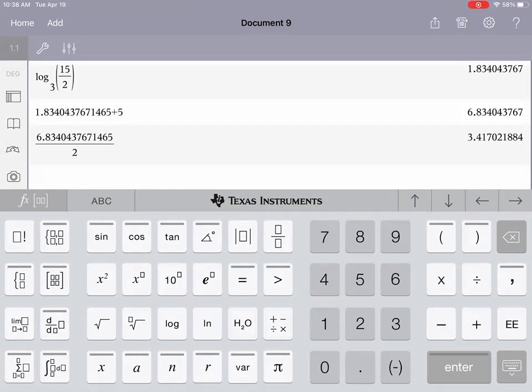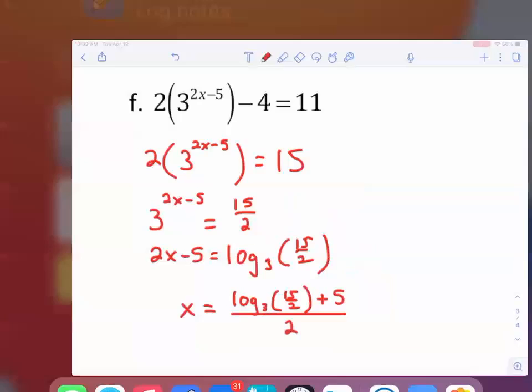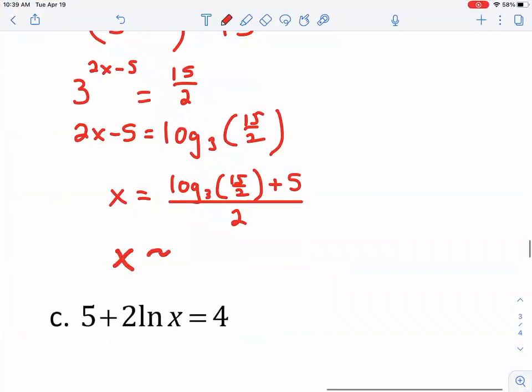Okay, so for the question is for the plus 5. So I first did the log base 3 of 15 halves, and that gave us a decimal approximation of 1.834. And then if you just hit plus, your calculator will automatically paste that, and I hit plus 5. So that was 6.834, that's the top of that fraction we had. And then I took that top of the fraction and divided by 2 to get 3.42. Okay. So x is approximately 3.42.